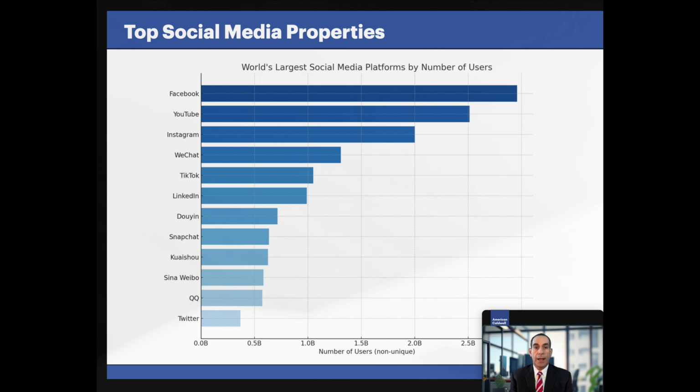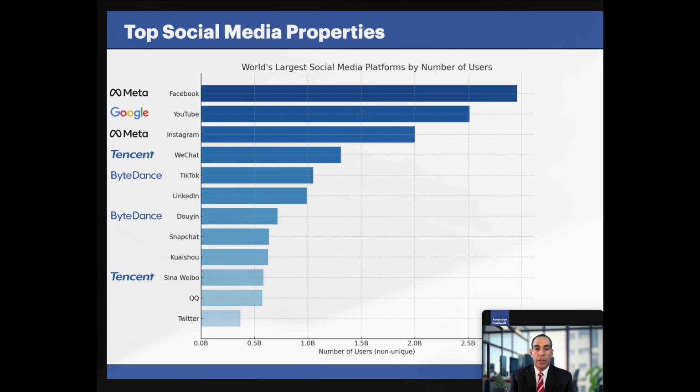Let's take a look at some of the top social media properties. Facebook is at the very top, as you can see here. And then we have YouTube with around 2.5 billion people that have accounts. Instagram, around 2 billion. WeChat, which is the Chinese super app that has multiple capabilities rolled into one. We've all heard of TikTok. LinkedIn this year is going to approach 1 billion people. Douyin is a Chinese version of TikTok. And then we have Snapchat. Kuaishou is a competitor for TikTok, also in China. Sina Weibo, which is the Chinese version of Twitter. Then we have QQ, which is a Chinese chat and voice app. And the last place is Twitter.